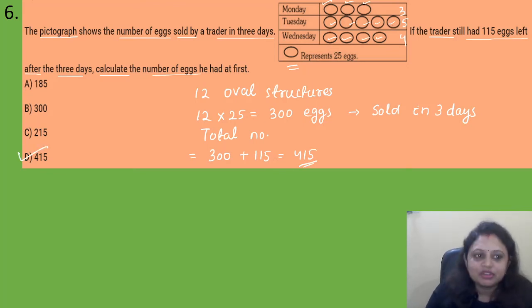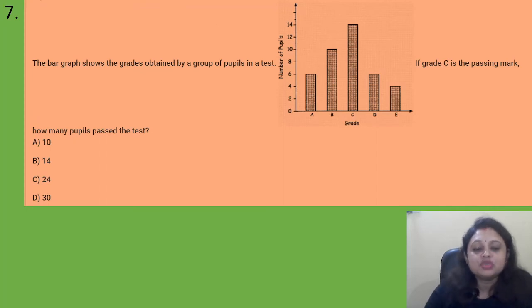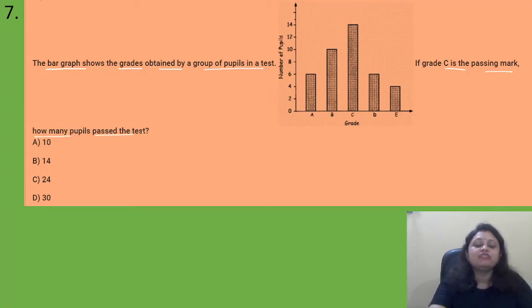Got it? Coming to the next question, the bar graph shows the grades obtained by a group of pupils in a test. If grade C is the passing mark, how many pupils pass the test? Option A 10, B 14, C 24, D 30. So in the question it is asked, the bar graph shows the grades obtained by a group of pupils in a test, and grade C is the passing mark. So we have to find out how many pupils pass the test.